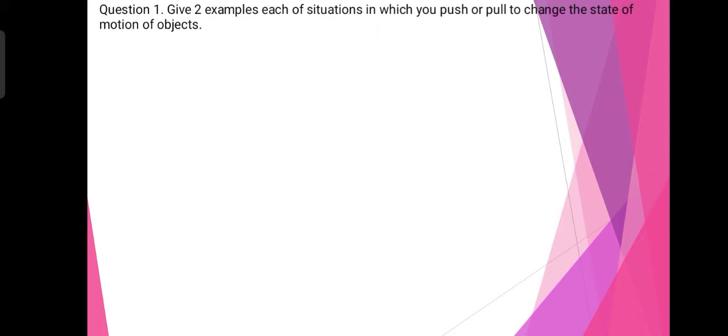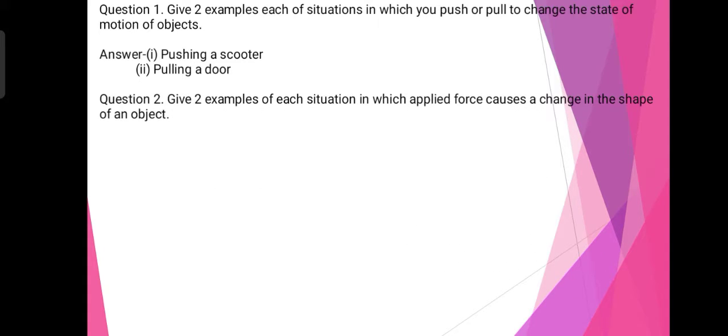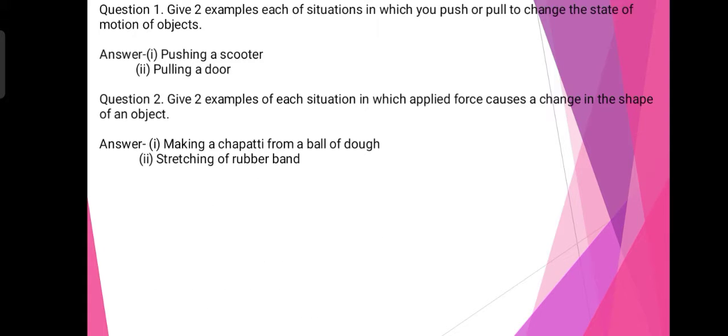Question number 1. Give two examples each of situations in which you push or pull to change the state of motion of objects. Answer is first, pushing a scooter, second, pulling a door. Question number 2. Give two examples of each situation in which applied force causes a change in the shape of an object. Answer is first, making a chapati from a ball of dough, second, stretching of rubber band.